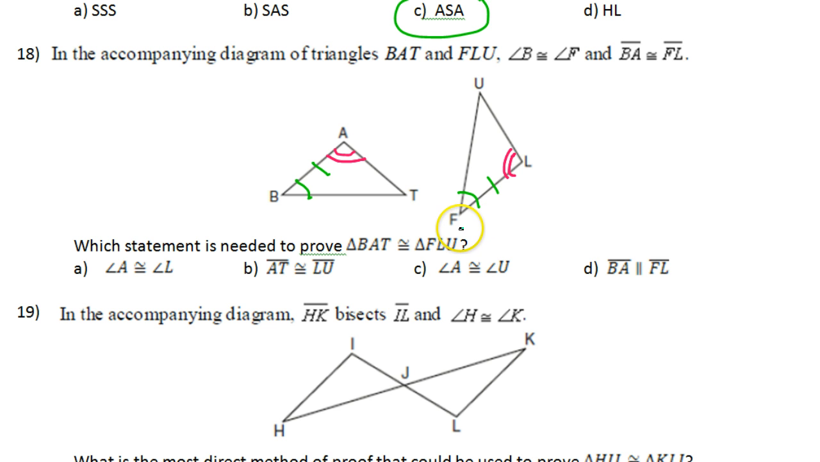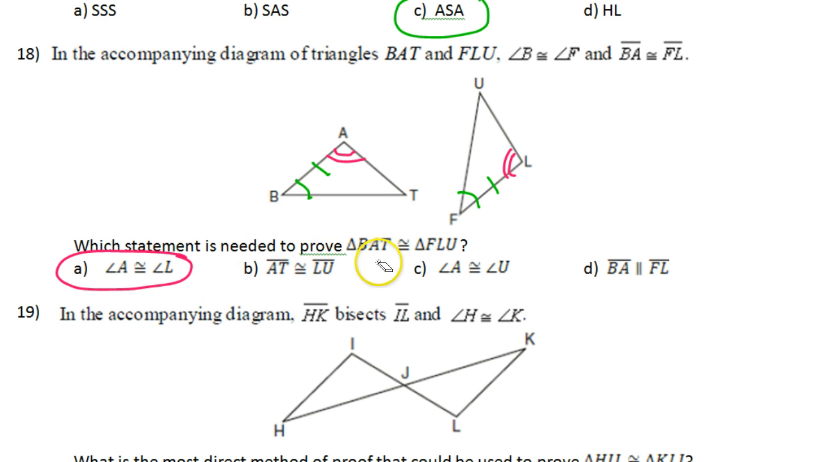Yes, it would. Oh, wait, we have to be careful. We're trying to prove that BAT is congruent to FLU specifically. So we have to make sure that A is congruent to L, for example. And it is. By this method, see how they're both marked pink? What about B? B would have to match up with F. And it does. So yeah, that would do it right there. So A must be the answer.